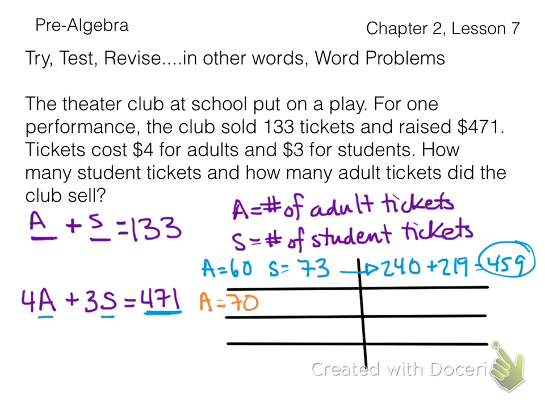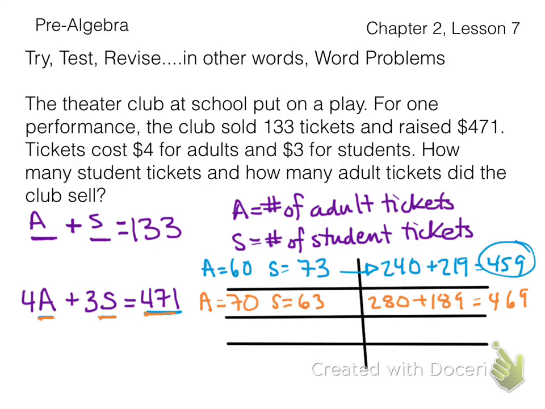If I've got 70 adult tickets, how many student tickets do I got? Well, that's 133 minus 70, and that would mean 63 student tickets sold. So now I'm going to plug it back into this equation and see what I get. I've got 4 times 70 is 280 plus 3 times 63 is 189, and add that up with the 280 and we get $469. Oh my gosh. We're 3 away.